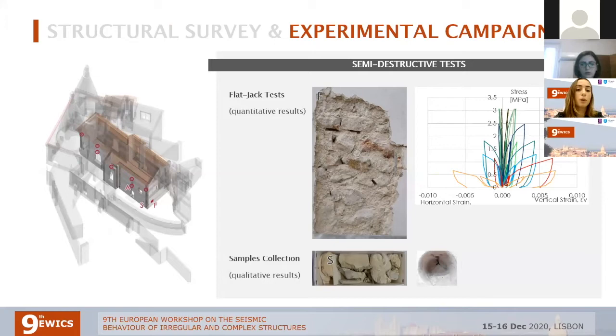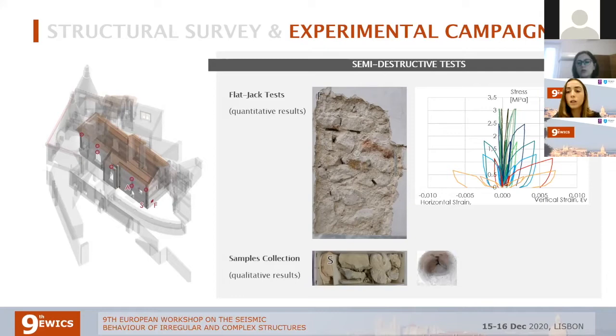Regarding the semi-destructive tests, the flat jack tests allowed us to obtain quantitative results for the mechanical characterization of masonries. You can see here a photo of the masonry. It's a very irregular masonry, rubble stone. Most of the palace is built in rubble stone masonry, except for the chimneys that are brick masonry, and some more recent partition walls in one of the most recent buildings. They are also brick masonry.